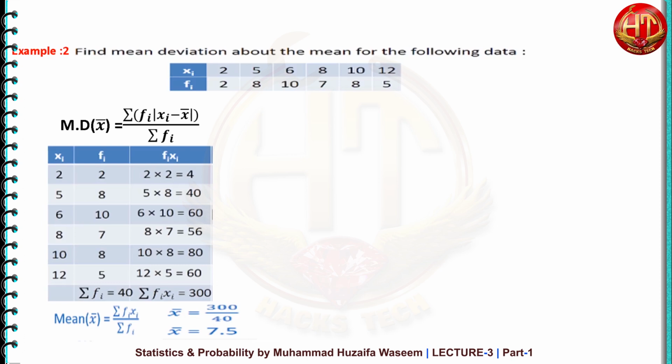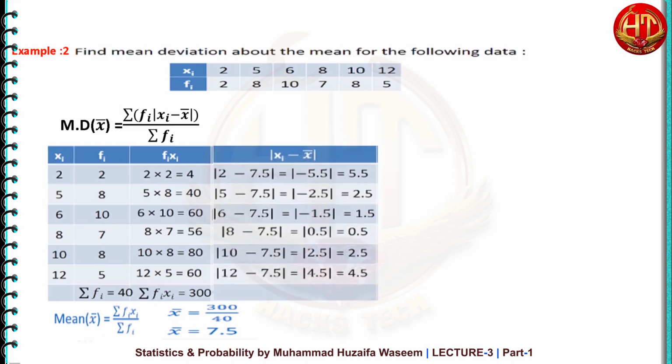After that, you have to make a column for absolute deviation. What is absolute deviation? Subtract the mean from the xi values and then take the absolute value. Your xi value is 2, minus 7.5, and then take the absolute value, which is equal to 5.5. For xi value 5, subtract the mean 7.5, and then take the absolute value, which is equal to 2.5.